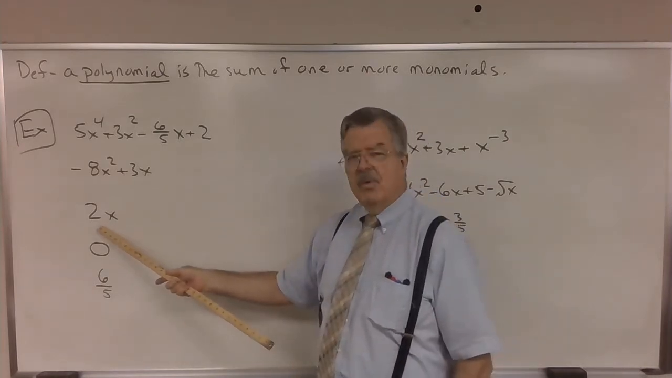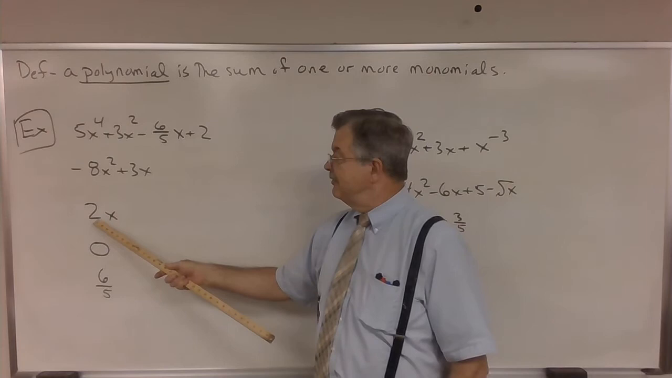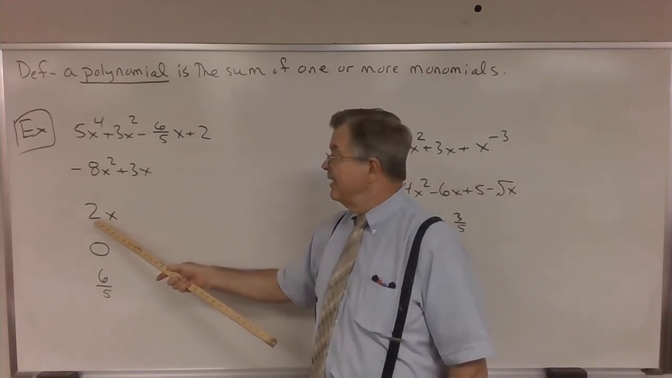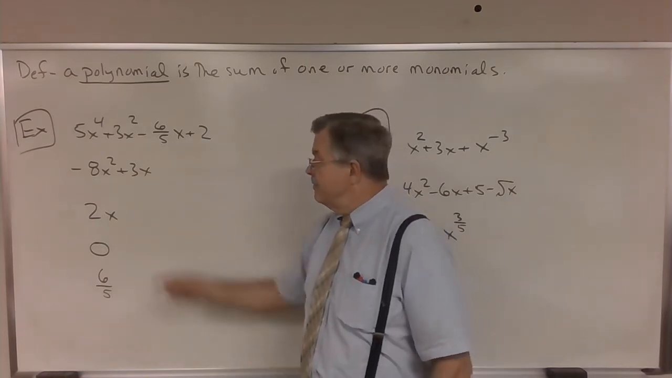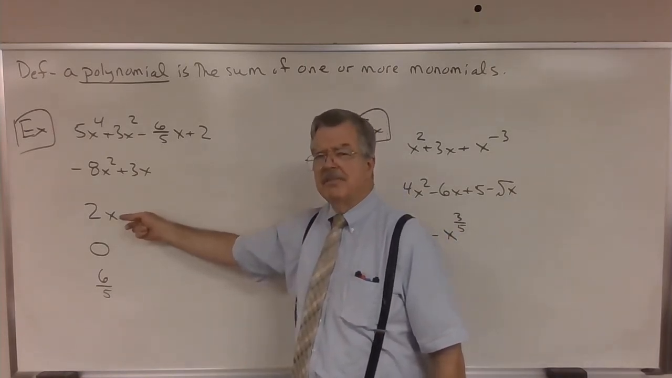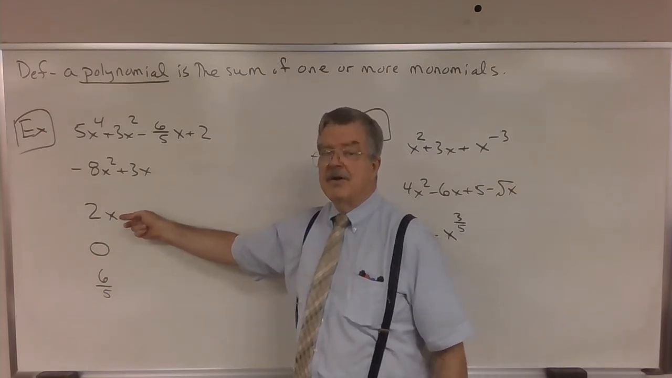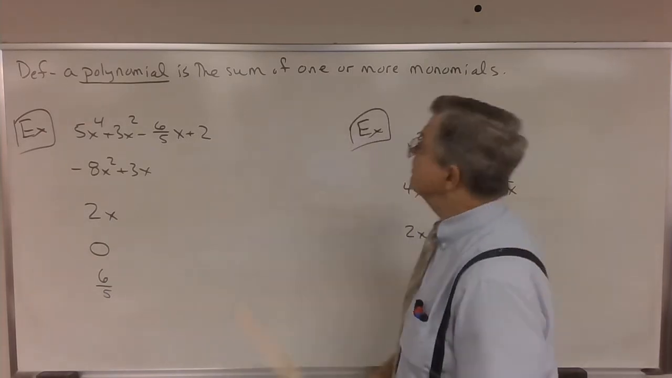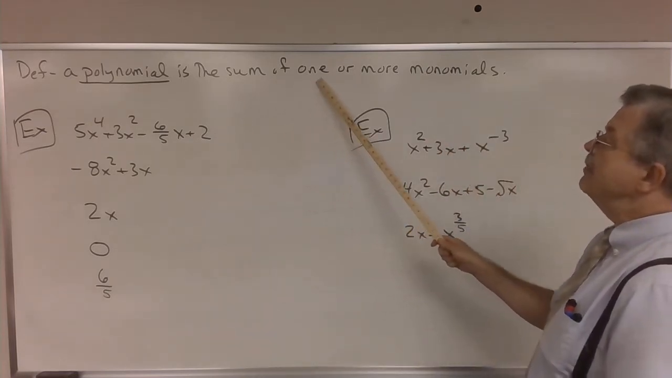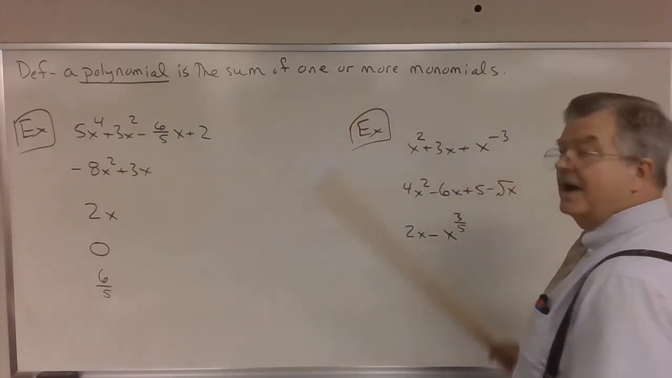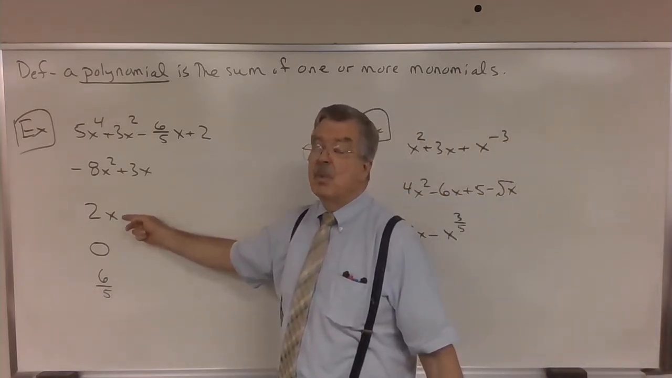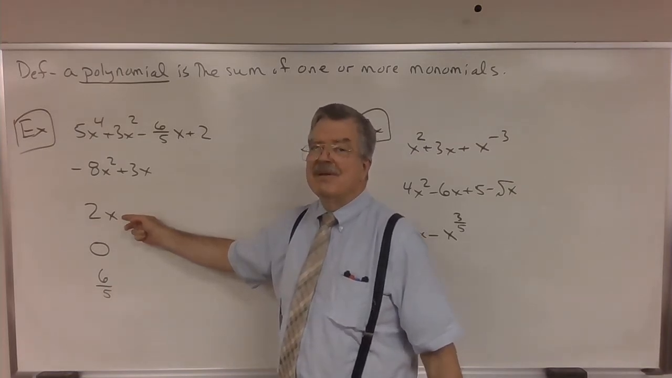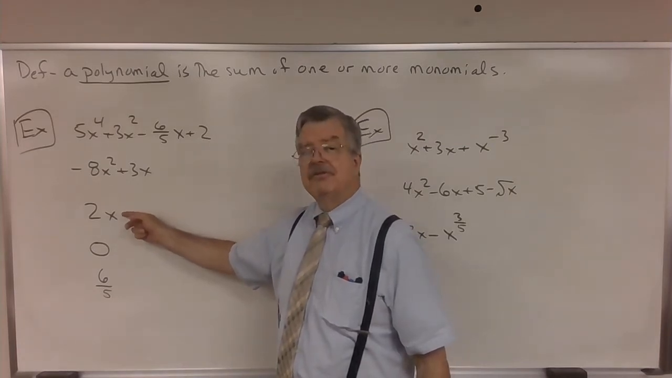Okay, here we have one monomial. This is 2 times x to the first, a real number times x to the power of a non-negative whole number. But we only have one term. Is this a polynomial? And the answer is yes. A polynomial is the sum of one or more monomials. This doesn't look like much of a sum. We just have one term. But it is, it's a monomial. It's the sum of one monomial, so it's also a polynomial.